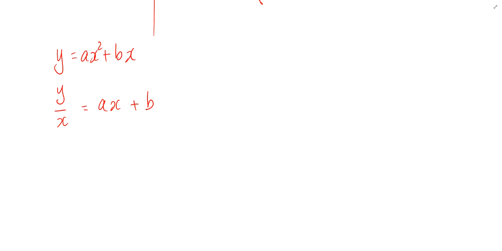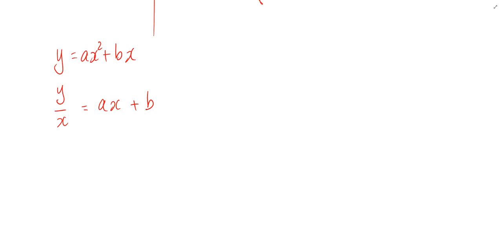From the equation y equals ax squared plus bx, what if I choose to divide everything by x? What happens to the left-hand side when I divide by x? What is left? Y over x. Quite obviously, right? Y over x equals, what else do I have? Ax plus b. Okay, now remember, what were the constants in this equation? A and b. What are the variables?